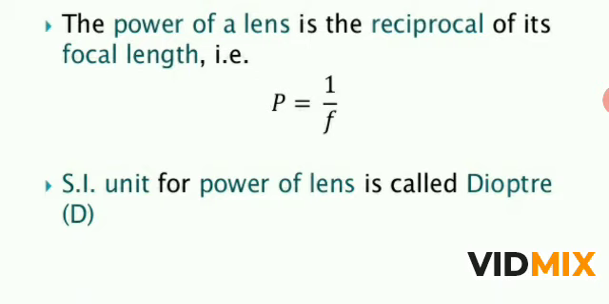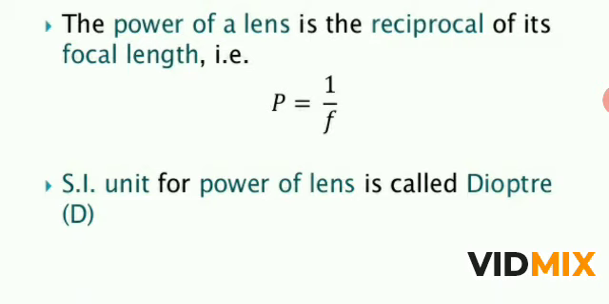I am telling this because whenever you are solving a numerical to find the power, first see if the focal length is given in meters, then there is no problem. If the focal length is given in centimeters, first convert into meters by dividing by 100, and then the power of the lens will be in diopters. Suppose the focal length of a lens is 25 centimeters, how much will be the power of the lens? We can write P is equal to 1 upon 25 by 100, or P is equal to 100 by 25, so P is equal to 4 diopter.